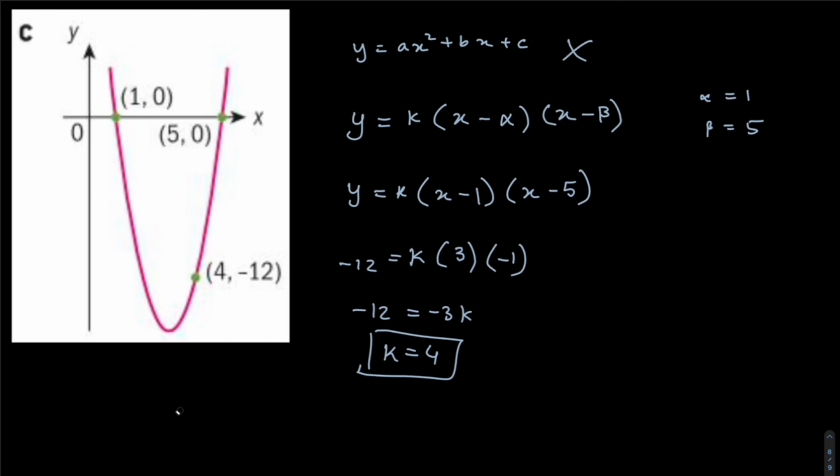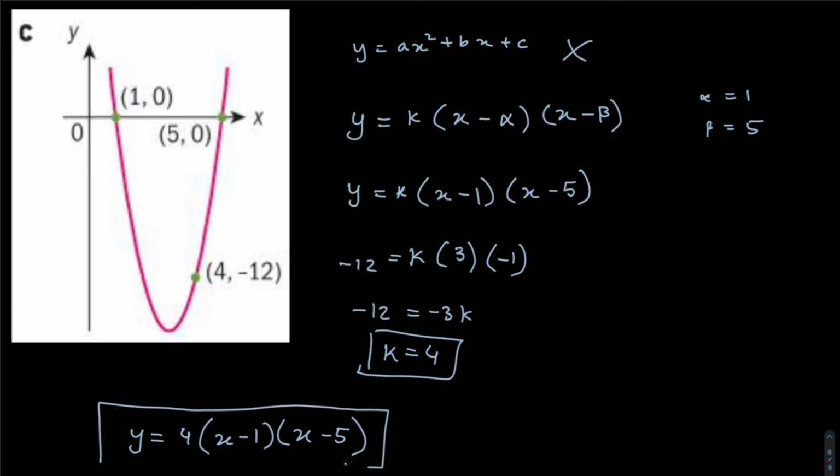If the question mentioned, yes, keep it in the form of ax squared plus bx plus c, I would open it, but I don't need to. I'm going to keep it as it is. So I'm going to write 4 times x minus 1 times x minus 5. And that is my final answer.